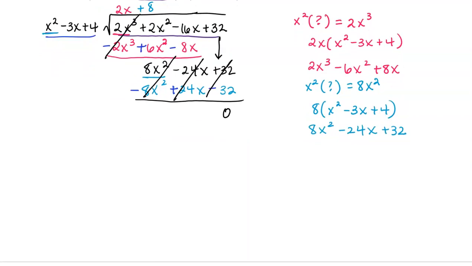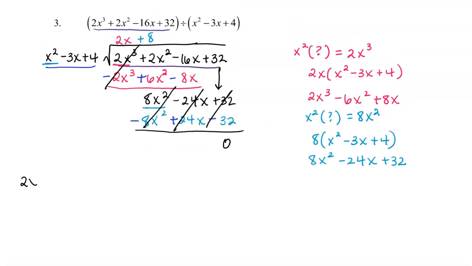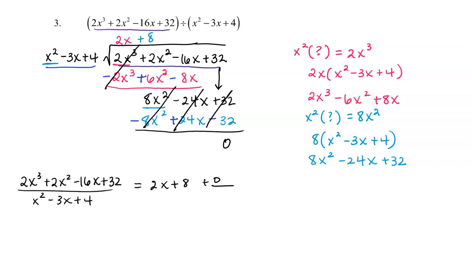So our final answer is that the division of 2x cubed plus 2x squared minus 16x plus 32 and x squared minus 3x plus 4 is equal to the quotient of 2x plus 8 and no remainder. So I don't have to do plus 0 over x squared minus 3x plus 4 because that's just 0 and it does not change the answer.